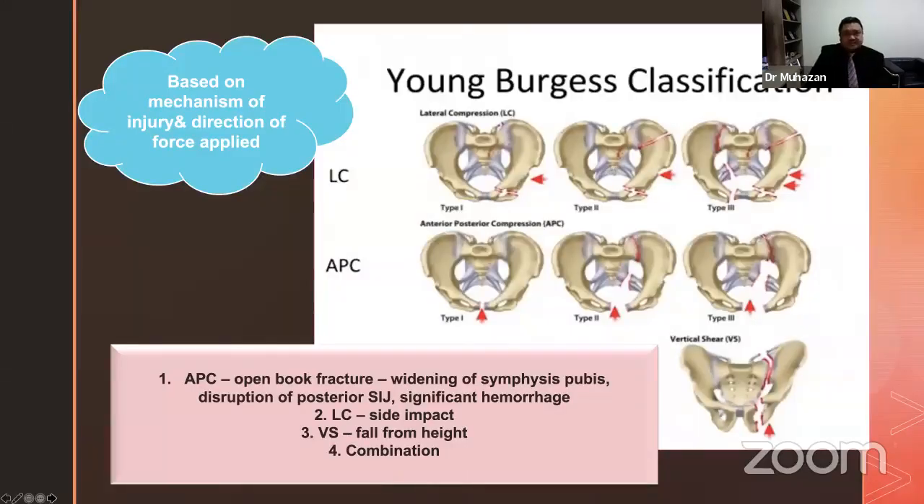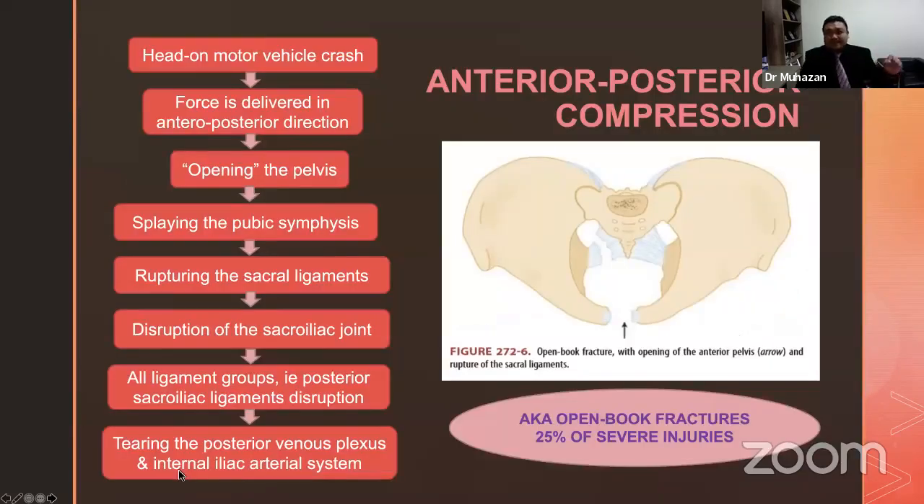The second classification is the Young-Burgess classification. It is primarily based on the mechanism of injury and the direction that the force is applied. So if you look at this picture, there is the lateral compression, okay, when you have a side impact, and this one is anterior posterior, and this is vertical shear, and there's something called combination also. Okay, we'll dive into a bit more detail on the mechanism.